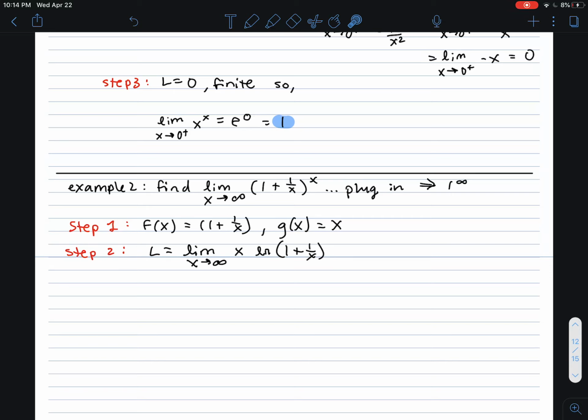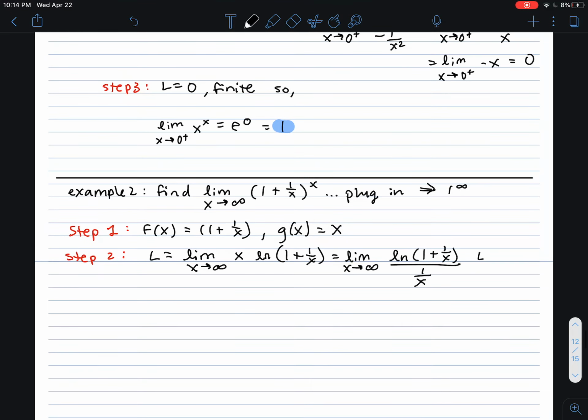So again, we're going to use that L'Hopital's rule trick by noting that multiplying by x is the same as dividing by 1 over x. So this is equal to the limit as x goes to infinity of the natural log of 1 plus 1 over x divided by 1 over x. Okay, so now we're going to use L'Hopital's rule.